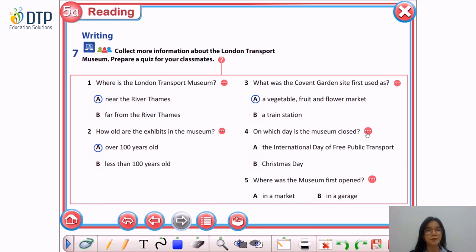Question 4. What do you think is the answer for this one? You think it's B? Let's check. That's right. And the last one. Where was the museum first opened? What's the answer for this one? Is B correct? Excellent! You know about the London Transport Museum so well.